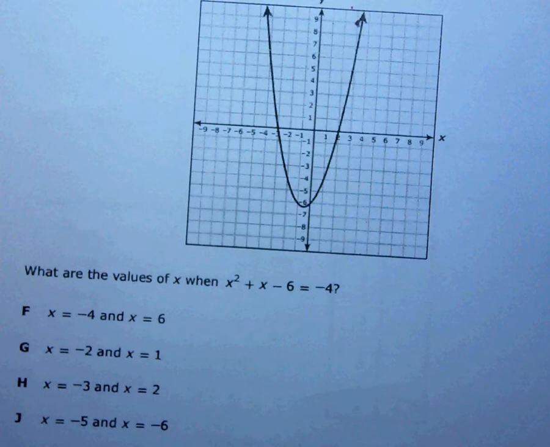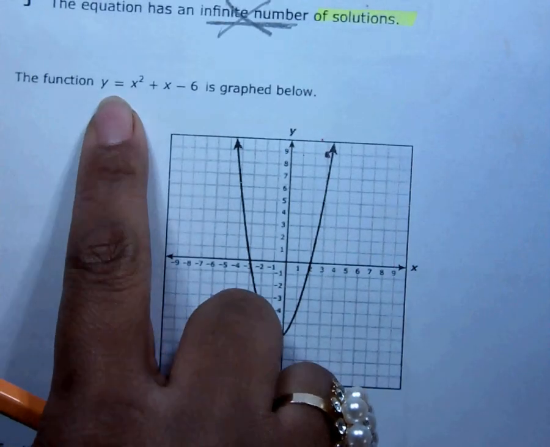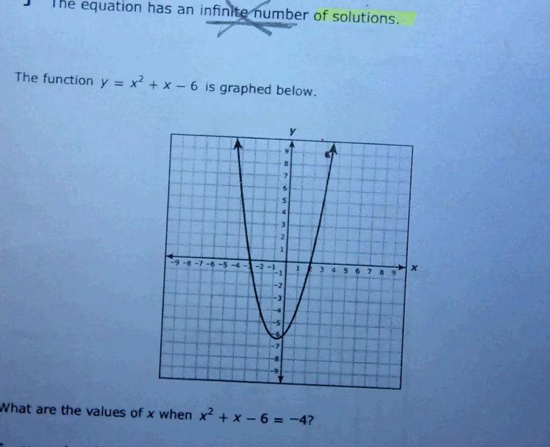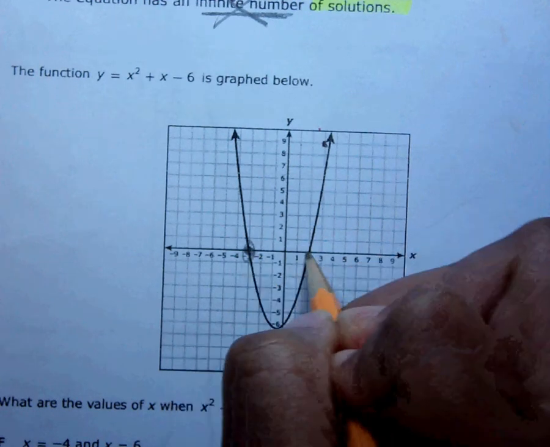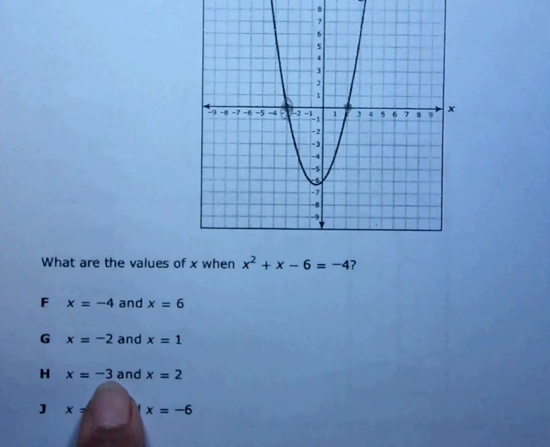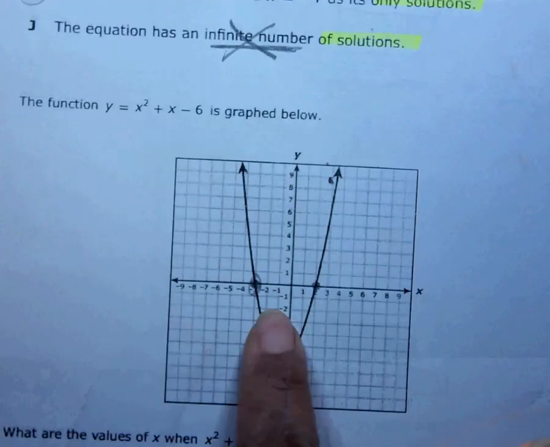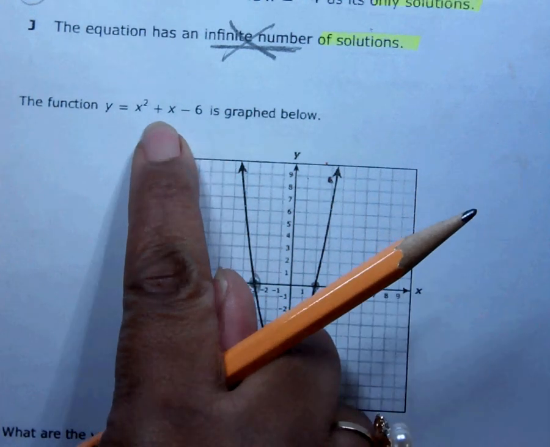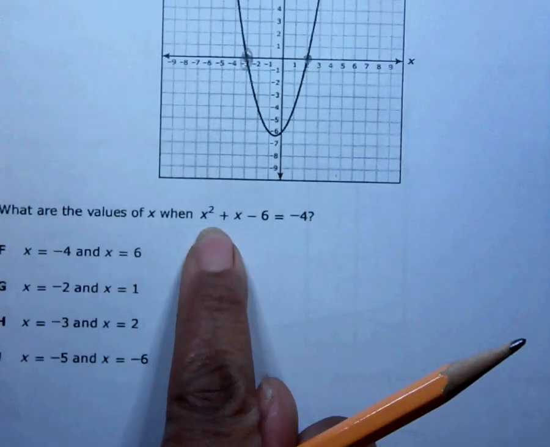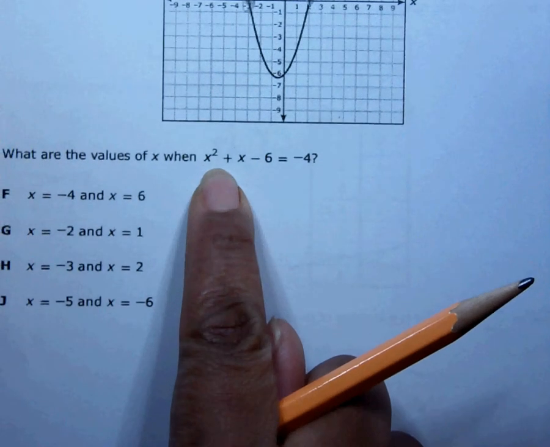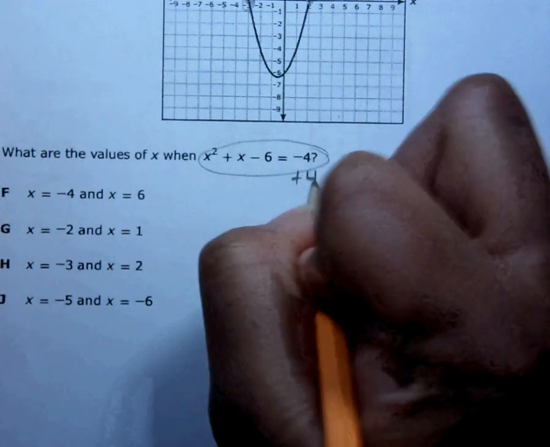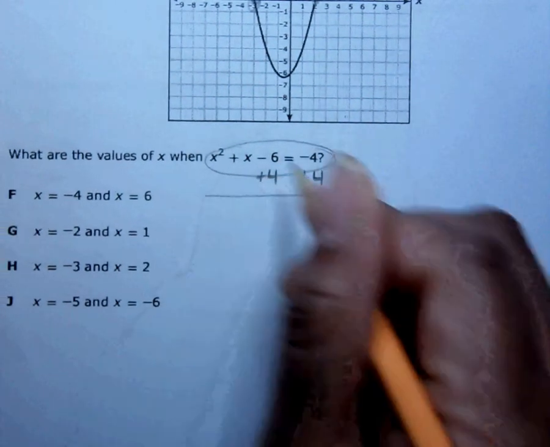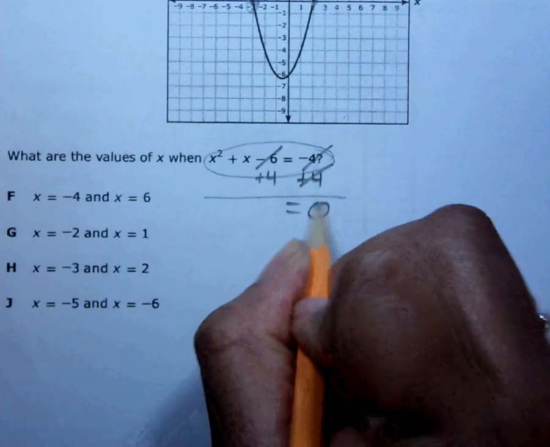The last question. The function y equals x squared plus x minus 6 is graphed below. So if you don't read these questions, you could assume that this is the answer because it crosses there and it crosses there. So -3 and 2. And look, there it is. So that must be it. But remember, this graph talks about that equation. And if you read, it changed. So what do we have to find? The solutions for this. That means we have to add 4 to both sides and make it equal 0.